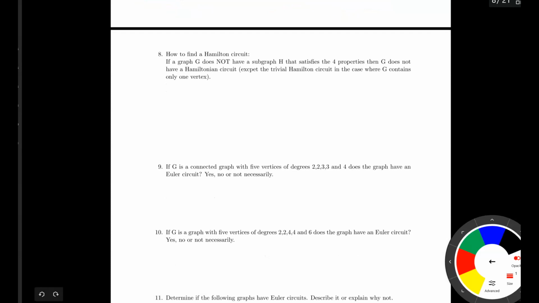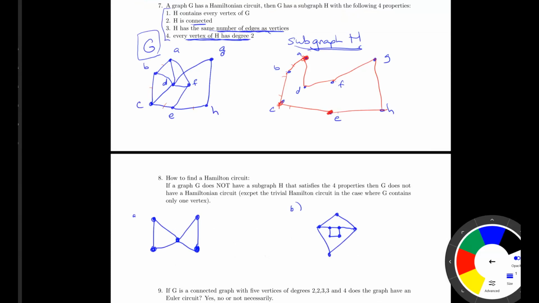Oh, and let me draw some graphs in for you for this one. Okay, so Hamilton circuit still, we can say a graph G does not have a subgraph that satisfies the 4 properties if I cannot match one of these criteria. So what I want to be able to do is always make the number of edges equal the number of vertices, or make all the vertices of degree 2, keep it connected, and keep every vertex. So all 4 of those.